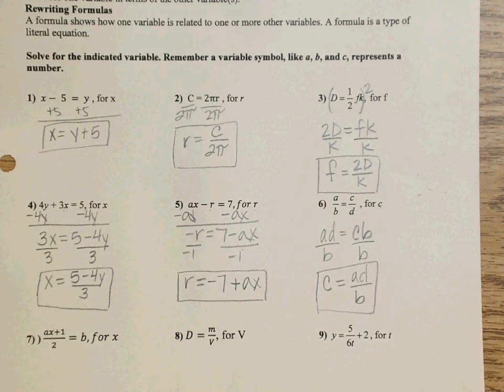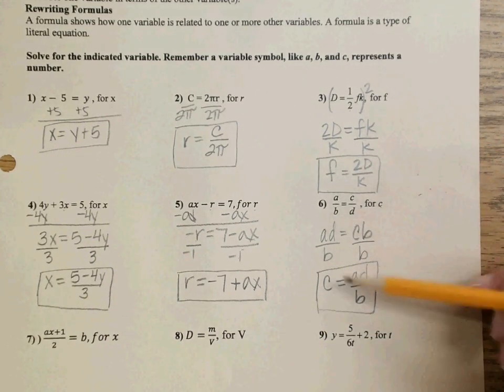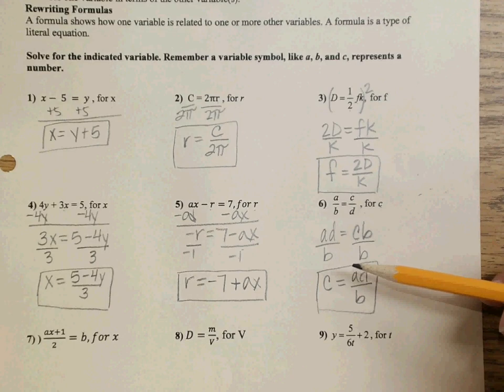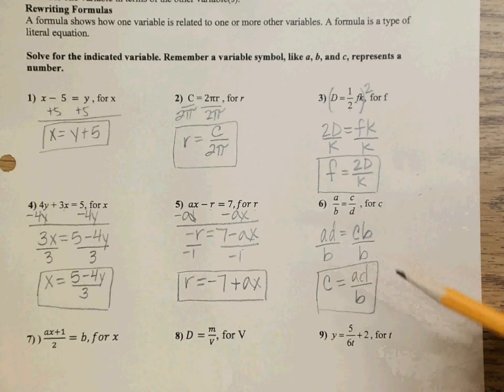Anyway, I have AD divided by B. Okay. So again, remember, as we are doing these problems, your focus is what variable you're solving for. Okay, and that's what you're going to focus on. Don't worry about what's going on the other side. On the other side, we are just going to focus on writing it neat and organized.